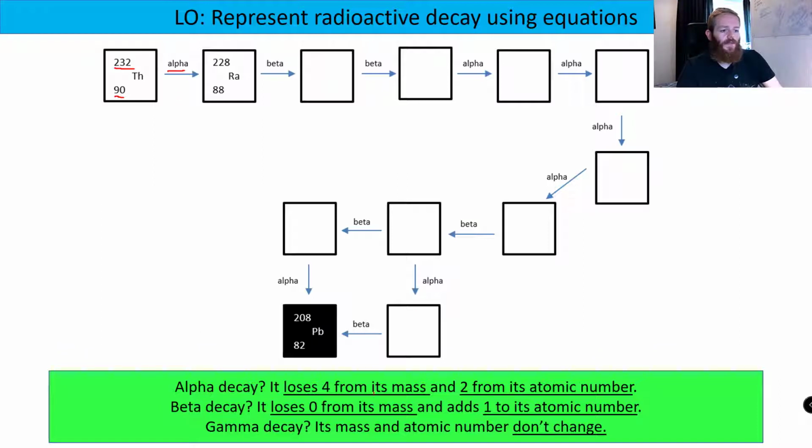Okay, so it says it's alpha decay. It says down here it loses 4 from its mass. So 232 minus 4 is 228. Great, we got that bit right. And it says it loses 2 from its atomic number. Well, it was 90 minus 2 is 88, and guess what? They got that right as well.